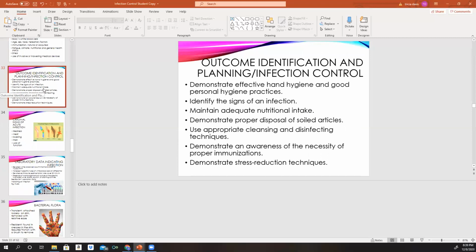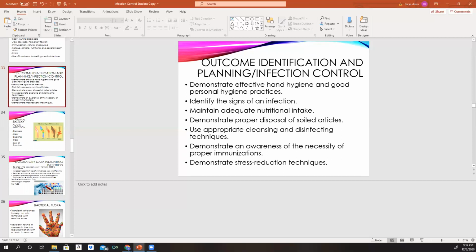All right, so outcome identification and planning infection control. As nurses, we are responsible for developing appropriate patient outcomes, after we review the assessment data, consider the cycle of events that resulted in their infection, and incorporate all the principles that we know about infection control. Nursing intervention should always be focused on controlling or preventing infection, and it can have a positive impact on patient outcomes.